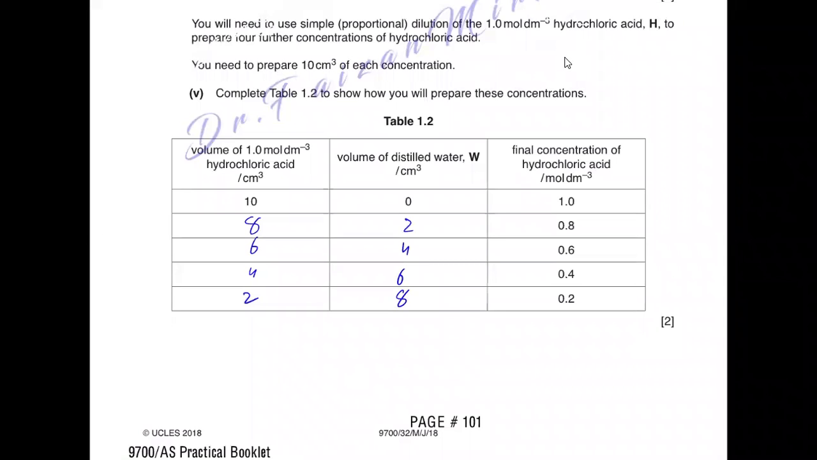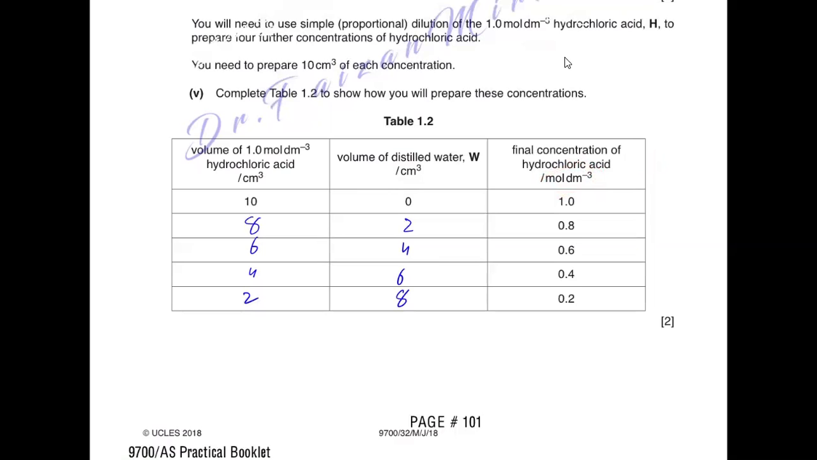Now in another question, this was given to us: how a 10 cm cube of each concentration is prepared. I was provided here with 1.0 mole per dm cube of HCl, and I'm given a table as well to fill out. For the final concentration, I'll again have 3 columns: the volume of the HCl that I'll be adding, the volume of the distilled water, with its unit, and the final concentration of HCl together with the unit of molarity.